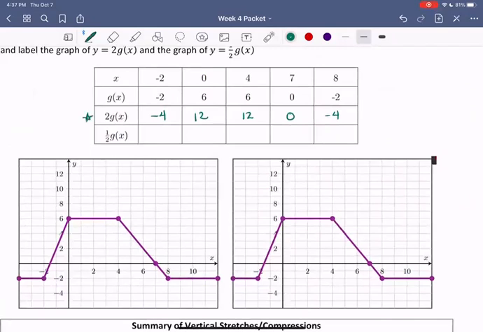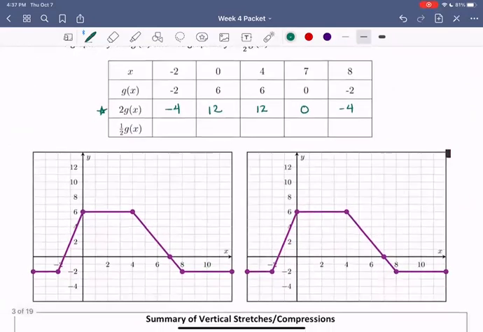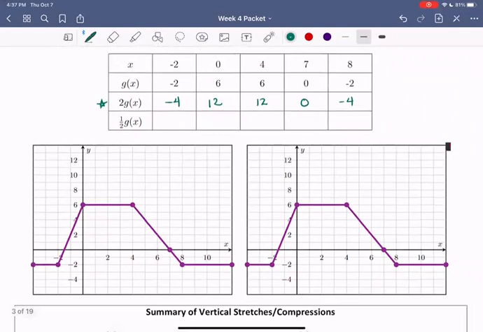Now let's take a look at what the graph of 2 times g of x would be, just using these points that we just found for 2 times g. At -2, we were down here at -2, but now we're going to shift down 2 more to -4. At 0, we were at 6, and now we're going to move up to 12. At the next 6, we're still at 12. At 0, we are again at 0. And at 8, we are at an output value of -4. Now we can use our ruler and connect our dots here.